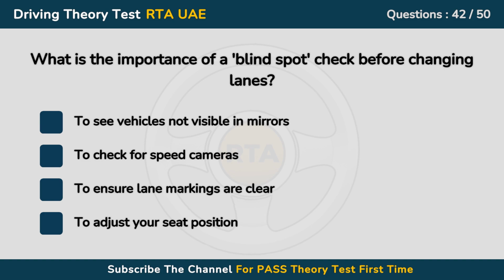A. To see vehicles not visible in mirrors. B. To check for speed cameras. C. To ensure lane markings are clear. D. To adjust your seat position.